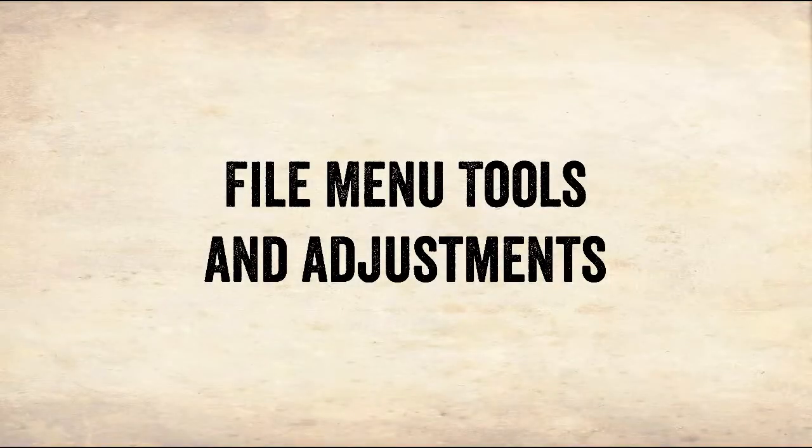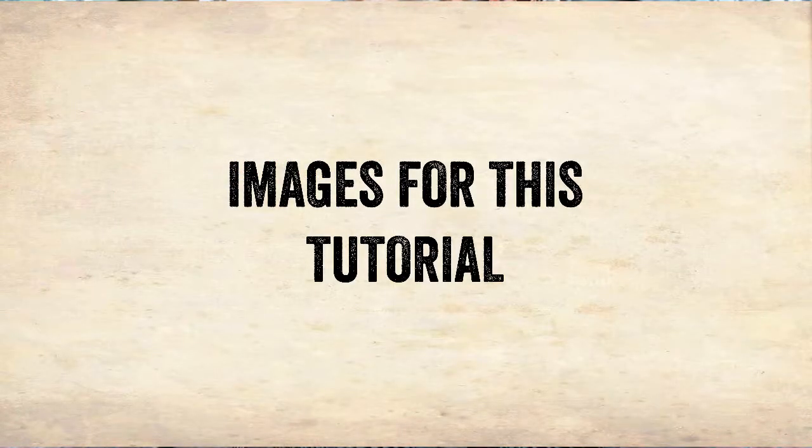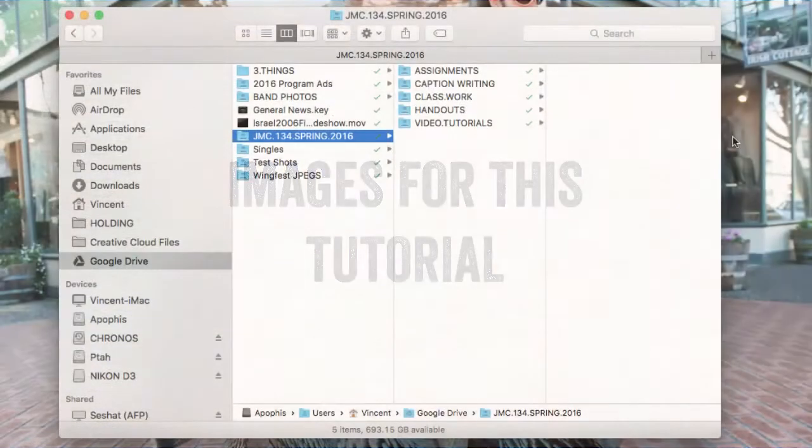In this tutorial, we're going to look at the tools that are inside of the File menu at the top of the screen, inside of Photoshop. We'll look at the things within those menus that we'll be using to finalize our images and save them as JPEGs. The images I'll be using for this tutorial are located on the Google Drive.